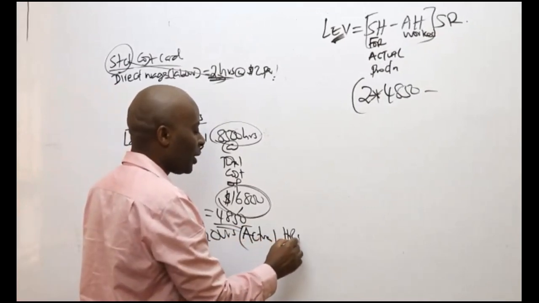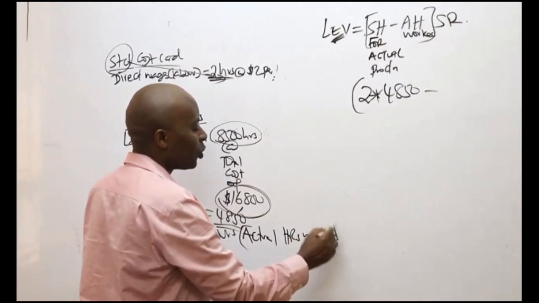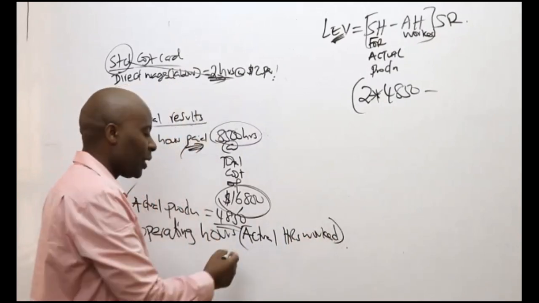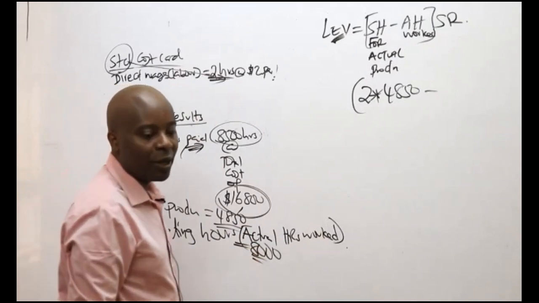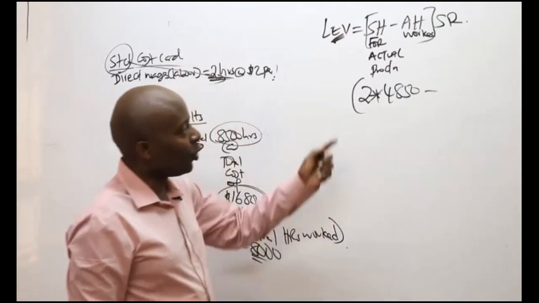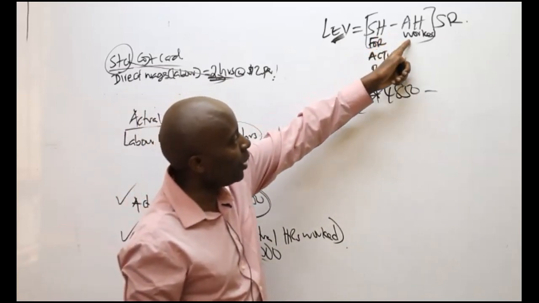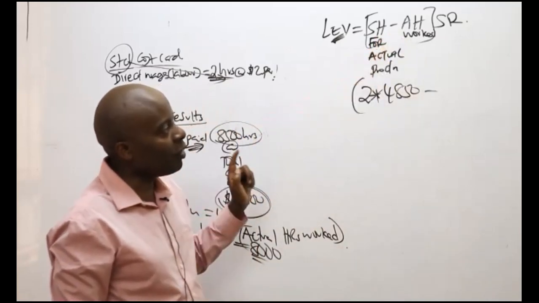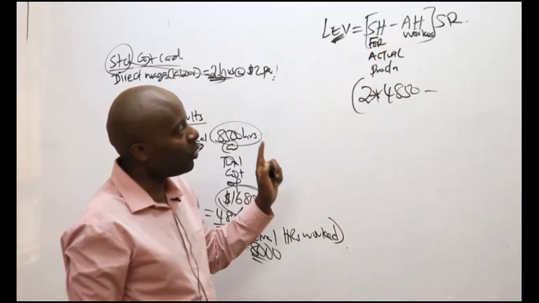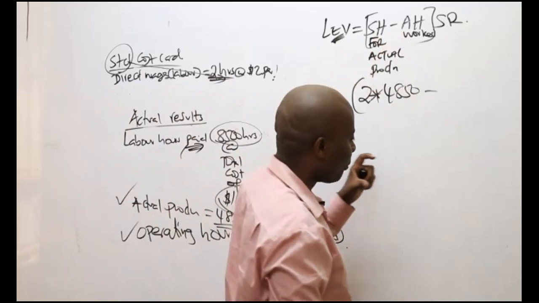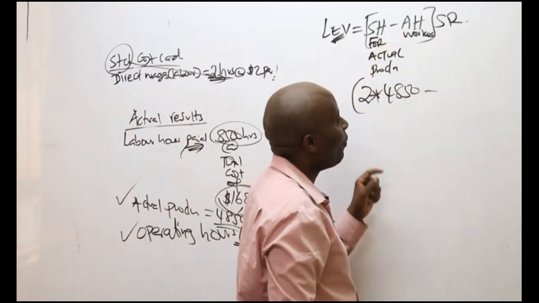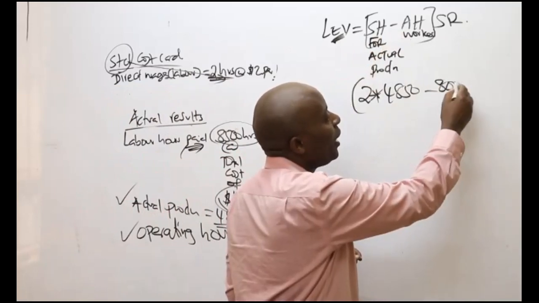Operating hours are the actual hours worked. And you can see that they were 8,000. To see how efficient these people were, we will always work with actual hours worked. They were not 8,500. 8,500 were the hours we got paid for, but the actual number of hours worked was 8,000 only.